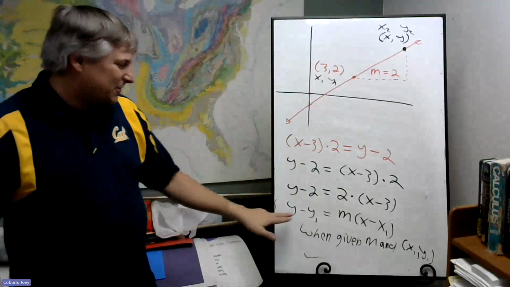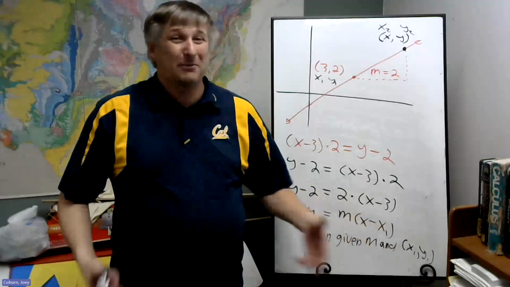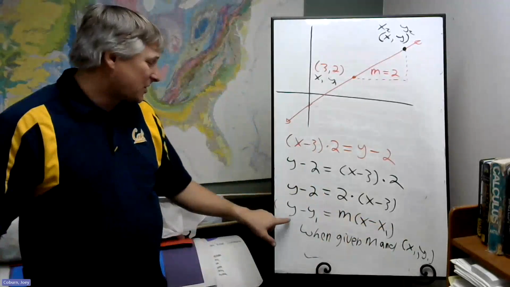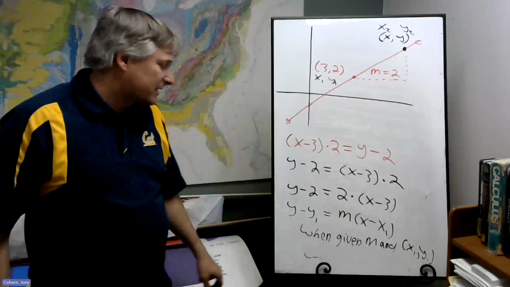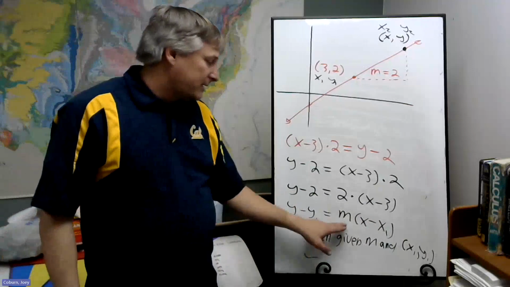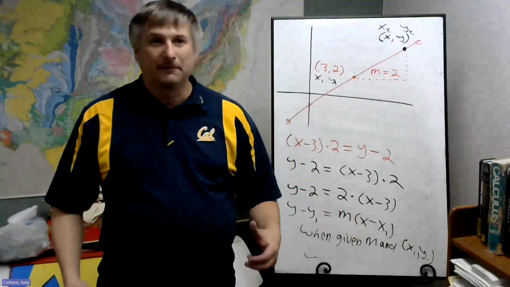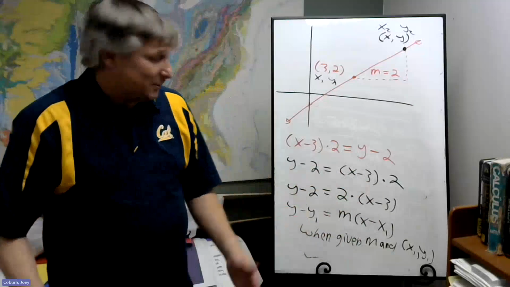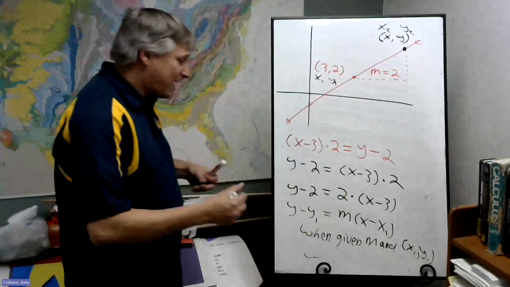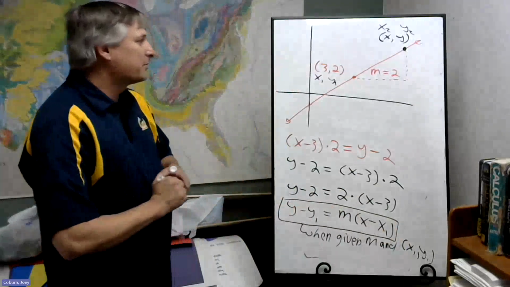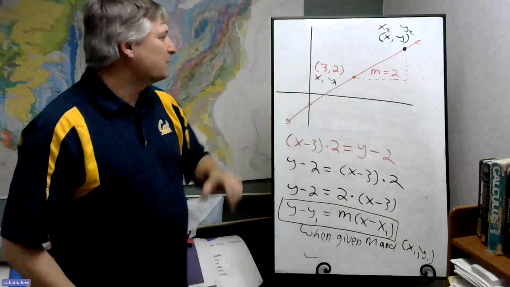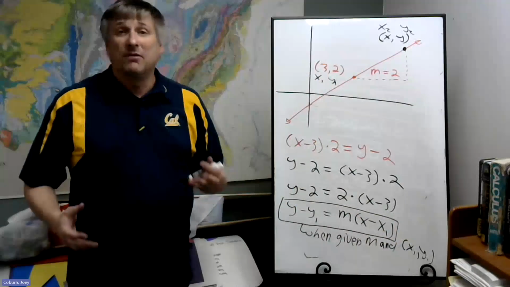Now, you might say, well, shouldn't they just add the y1 over there? And I would agree with you, to be honest, because that solves for y, but the convention is to have y minus y1 instead of y equals m times x minus x1 plus y1. That's just what they do. So this is the formula we're actually going to use. So when we're given this and this, we can find the equation of that line.